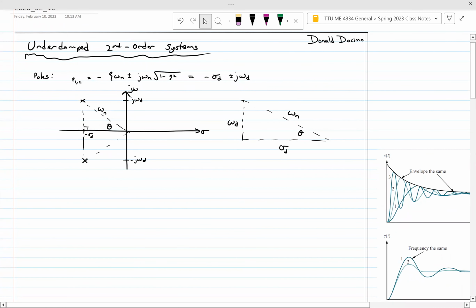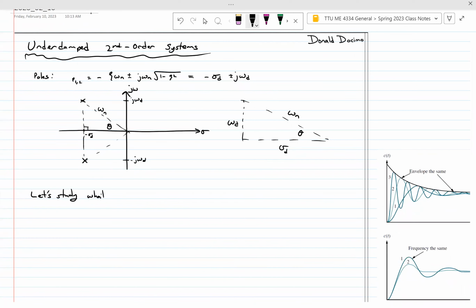And what we're going to do now is we're going to study what happens when we change the poles. All right. And we're going to, again, say this is for the same transfer function as last time, where we don't have any zeros in our system.